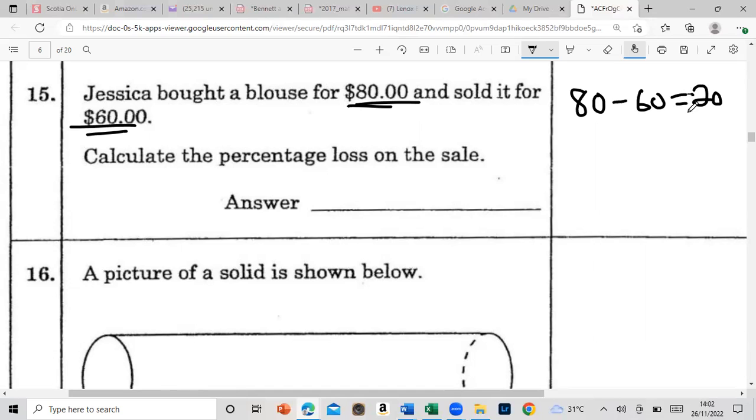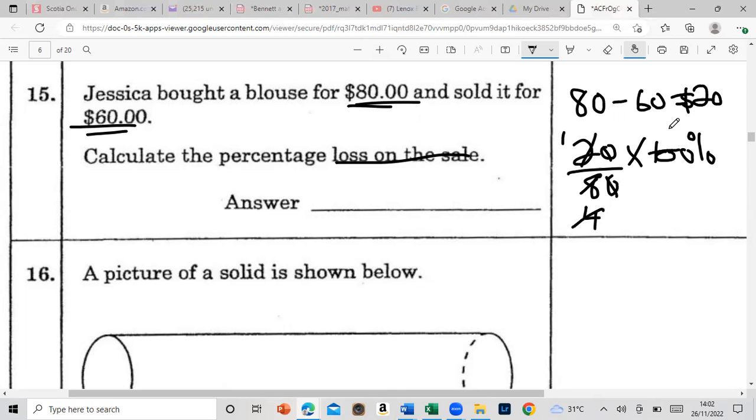So her loss is $20. And they say calculate the percentage loss on the sale. So it will be 20 over 80. Let's see how much percent she lost by. Looks like 25%, doesn't it? Yes, that's good. 4 into 100 goes 25 times. So yeah, she takes a 25% loss.